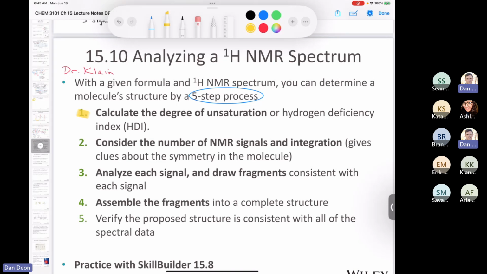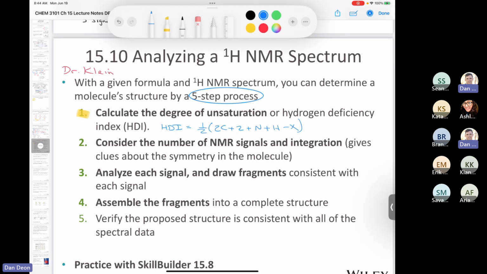But anyhow, the first thing he does is he says, calculate the HDI. So you need to use the formula for HDI to solve that. So what's our formula for HDI? I mentioned it this morning, but we didn't go over it. HDI is equal to 1/2 times 2 times the number of carbons plus 2 plus the number of nitrogens plus the number of hydrogens, and then we subtract the number of halogens. So you need to know that formula.